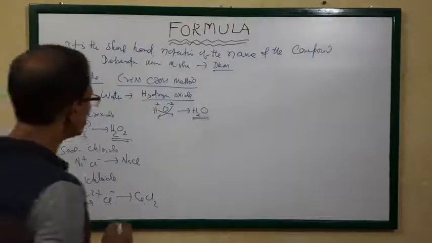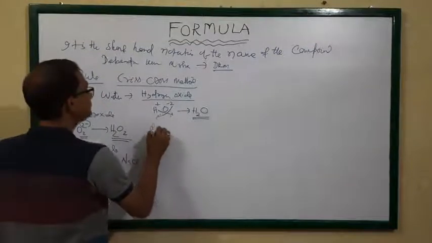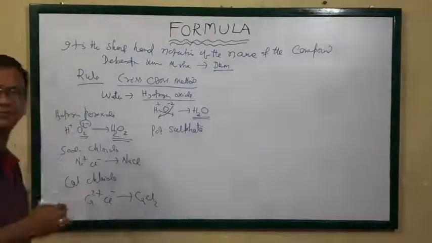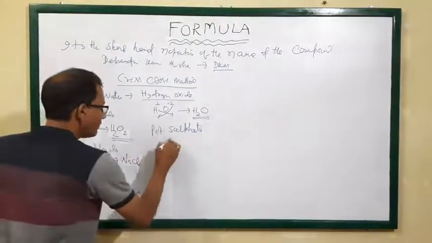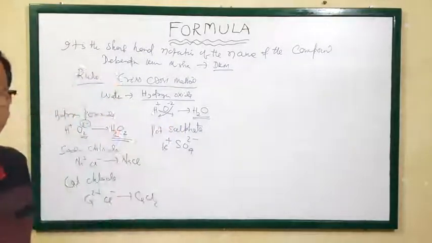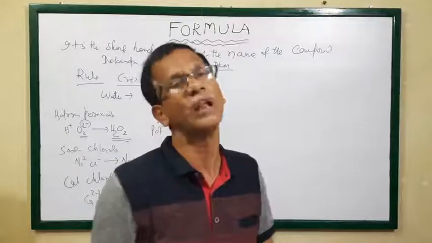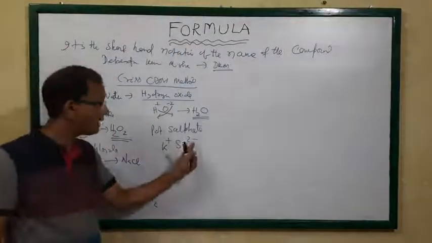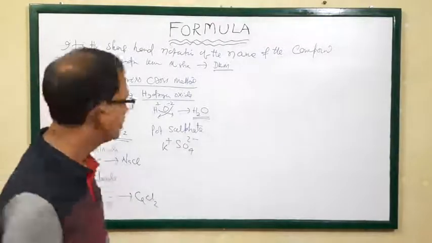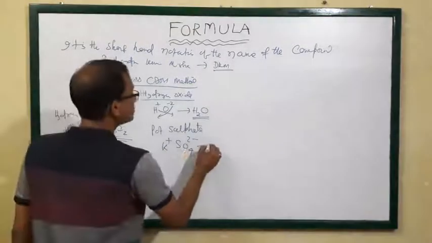Okay, what are the other examples? For example, potassium sulfate. Potassium is K+. Sulfate is SO4 2−. Already you have written different radicals. First you have to remember the different names of radicals and their formulas, and what charge each carries. It is very important. If the charge is wrong, the formula will be wrong. That's why it will be K+ and SO4 2−. So I can write this one.